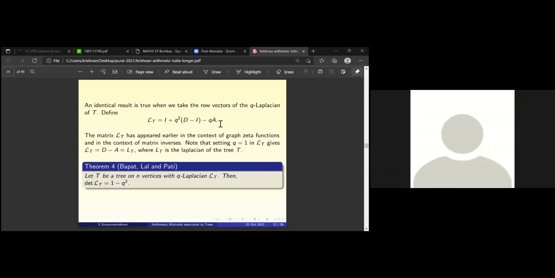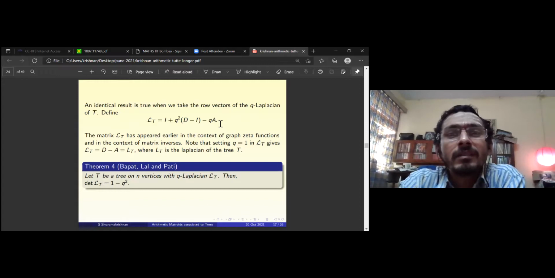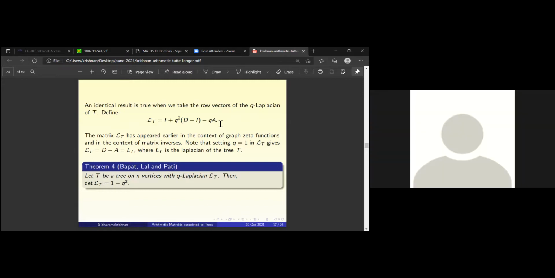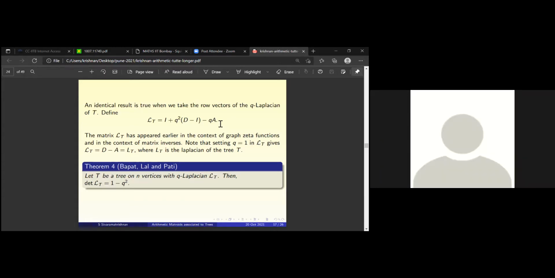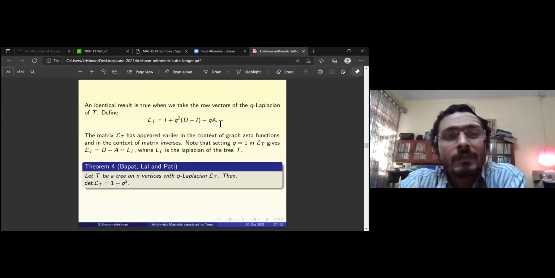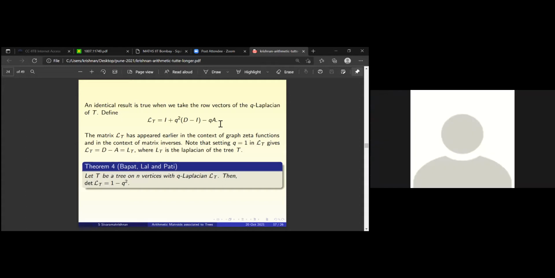So just a comment here: the Ihara zeta function is the inverse of the determinant. And the fact that the determinant of L_T is a power of 1 minus Q squared is because the trees have no cycles, no backtracking. Therefore, from the Ihara zeta function, this is going to follow immediately. It's n minus 1. Correct. The scalar will come.